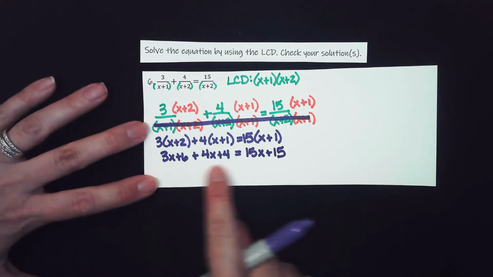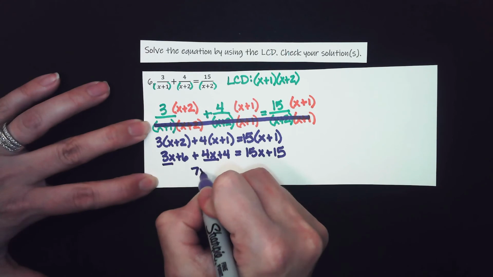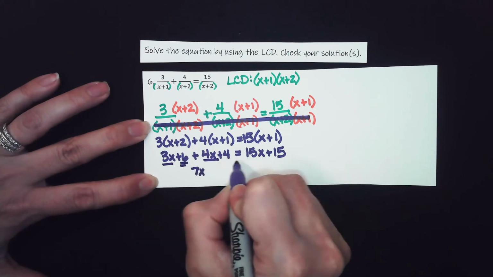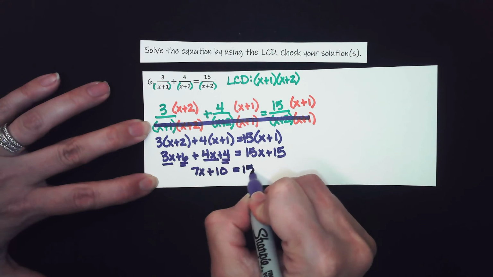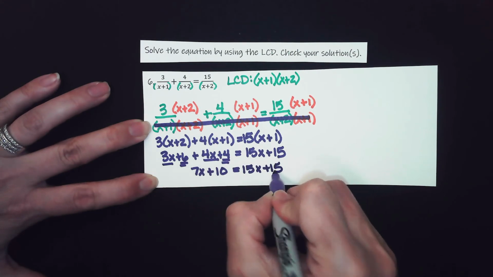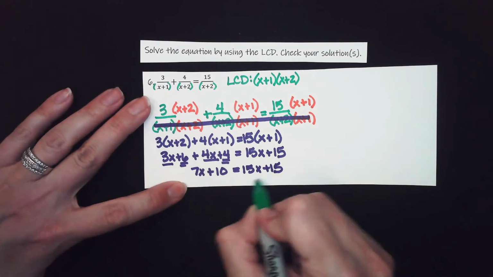Combine some like terms here on the left side. I have a 3x and a 4x makes 7x. I have a 6 and a 4, so that makes 10. And that still equals 15x plus 15. Okay, so we just need to solve for x. So I'm going to move up over here on the other side. I'll write down my next step first.